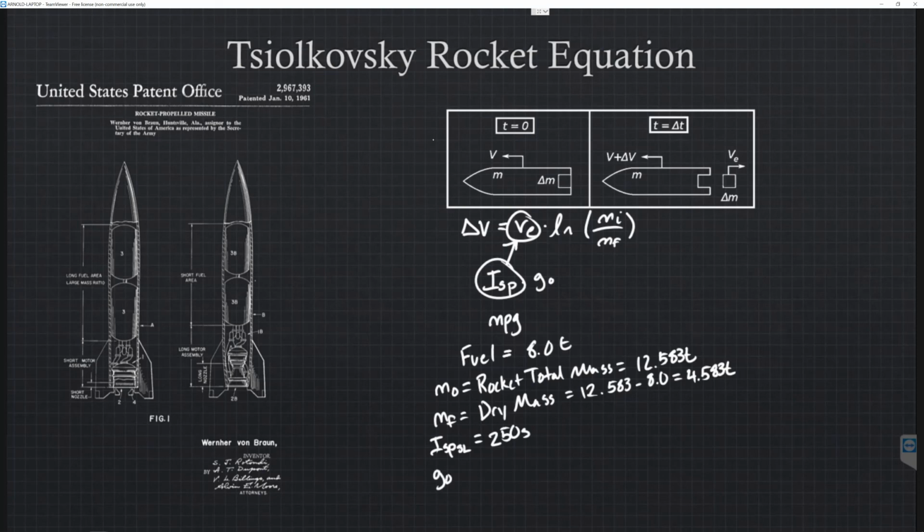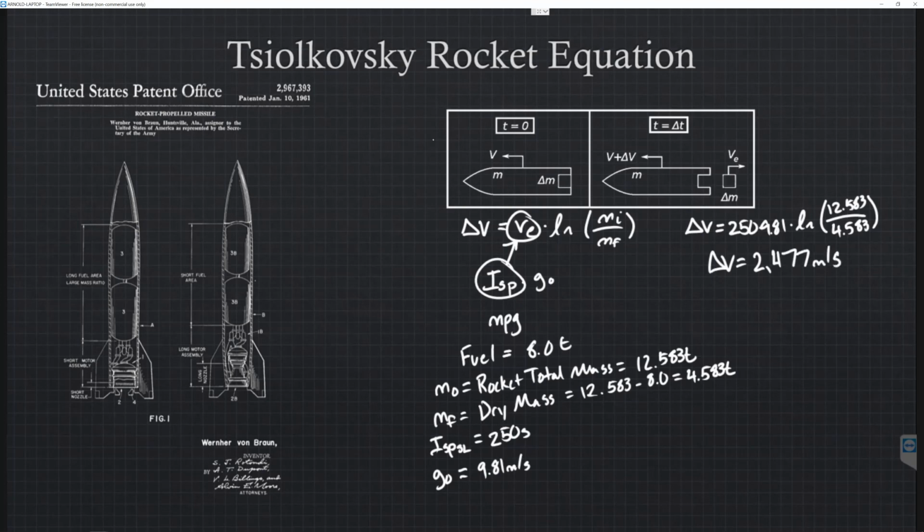And our specific impulse for that engine at sea level is equal to 250 seconds. And the gravity of Earth, or G0, is 9.81 meters per second squared. So with that, we have all the information we need to solve this equation. So delta V for our first stage is going to be equal to 250 times 9.81 times the natural log of 12.583 divided by 4.583.